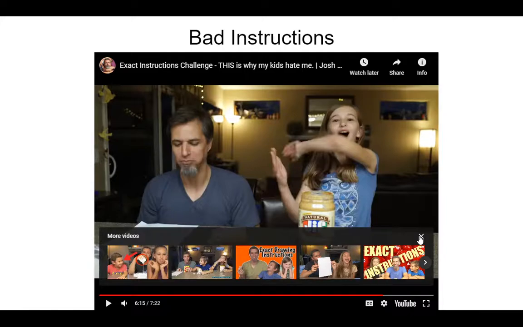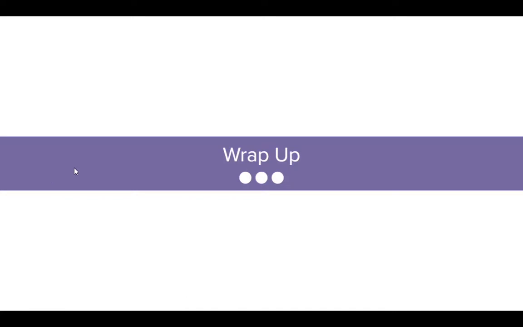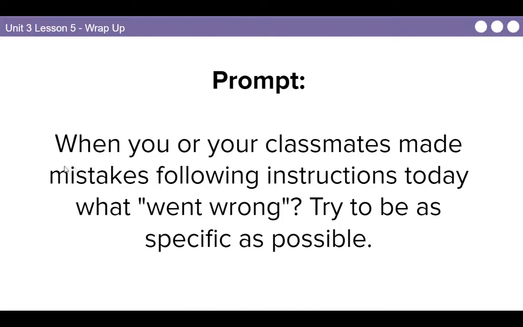So that's what we're getting with this need for a language that a computer can understand. It's consistent. It's always the same. That's what we're kind of looking at as we go through this. So as a wrap up, we saw all these bad directions. And when you or your class make mistakes following instructions today, what went wrong?